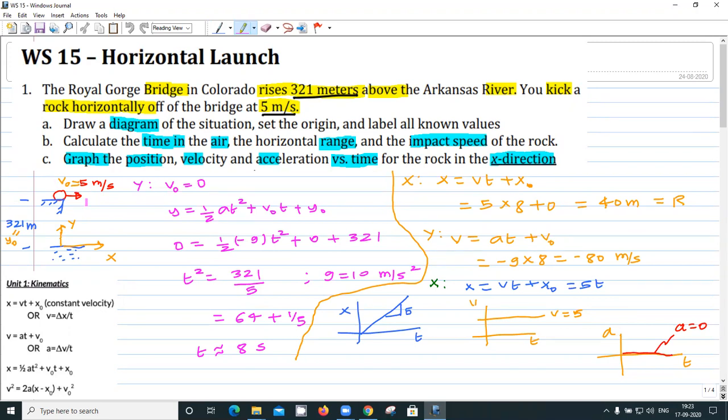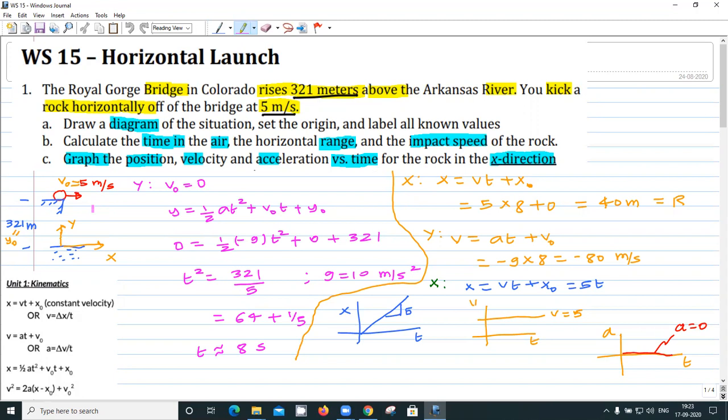And the initial velocity, what is the direction? Vertical? No, horizontal. It's being kicked from a height, right? If you kick it vertically, it will hit the bridge. It cannot penetrate the bridge, right? Bridge is a concrete surface. So you can kick it horizontally. So the initial horizontal velocity is 5 meters per second.